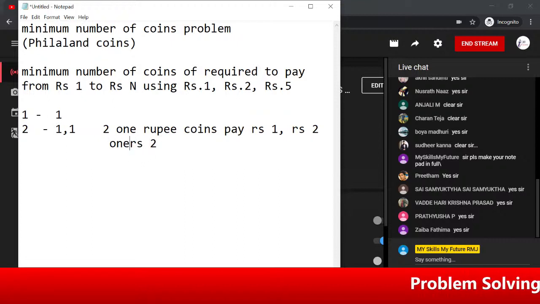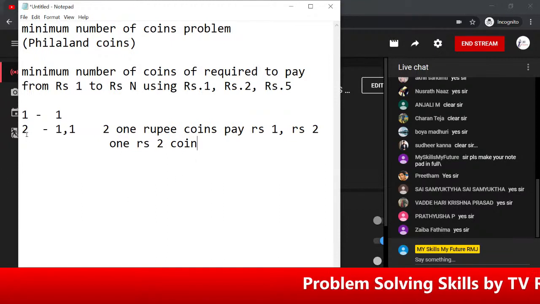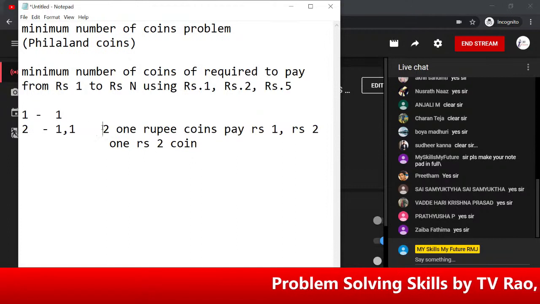If you have only one 2 rupee coin, then you can pay only 2 rupees. Using a 2 rupee coin, you cannot pay 1 rupee. So hope you understand it.